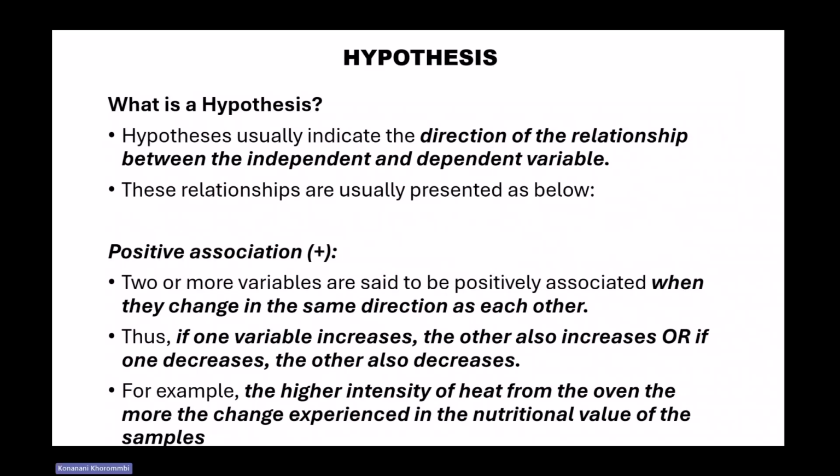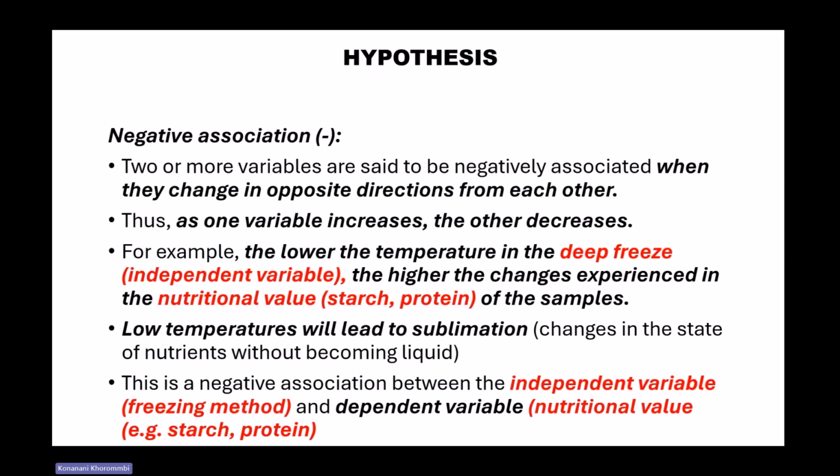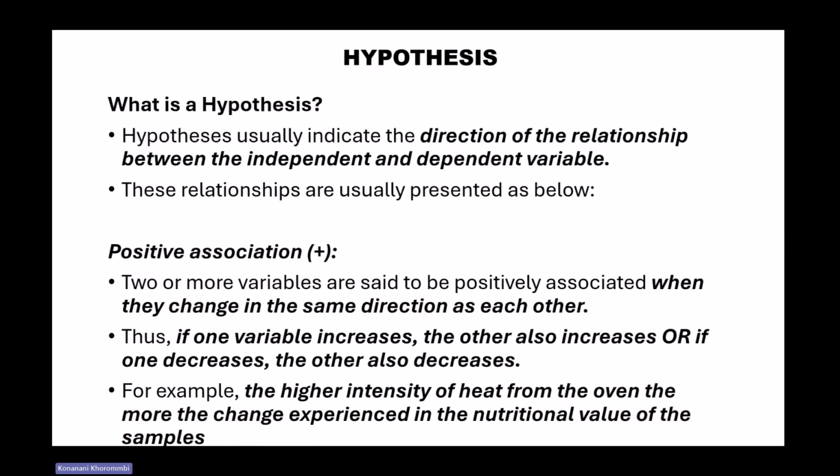Then there is some indication of different types of hypotheses. Hypotheses usually indicate the direction of the relationship between the independent and dependent variable. These relationships are usually presented as below: there is a positive association and a negative association. A positive association means two or more variables are said to be positively associated when they change in the same direction as each other. Thus, if one variable increases, the other also increases, or if one decreases, the other also decreases. So they have a positive association.